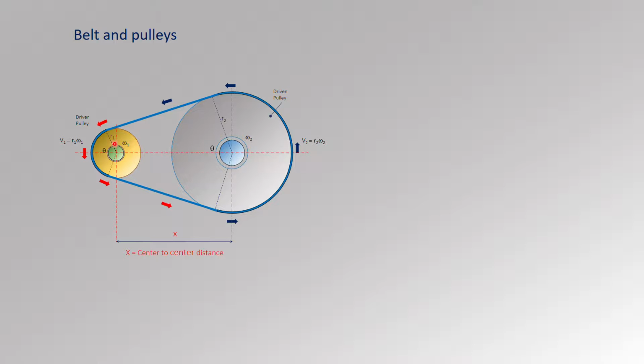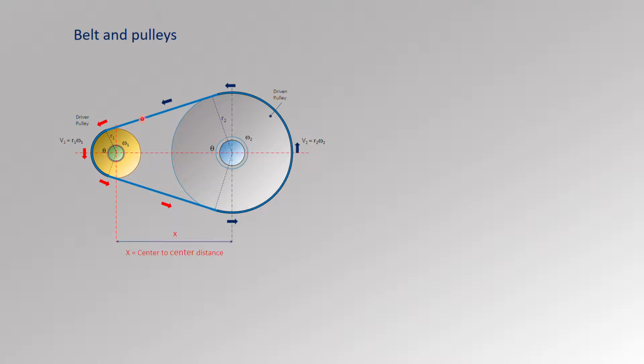And then the next thing is the theta here. The theta here, we call it the angle of lap or the angle of wrap. When you look at this angle theta on the larger pulley or the smaller pulley, both must be the same based on the geometry of the diagram or the arrangement. So we call theta the angle of lap or the angle of wrap.